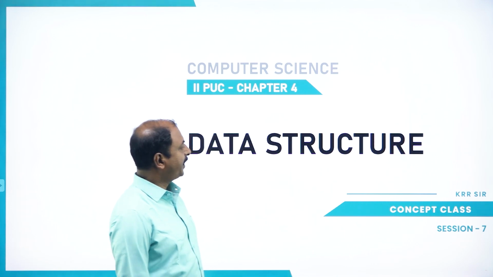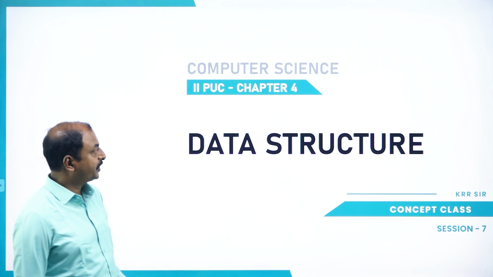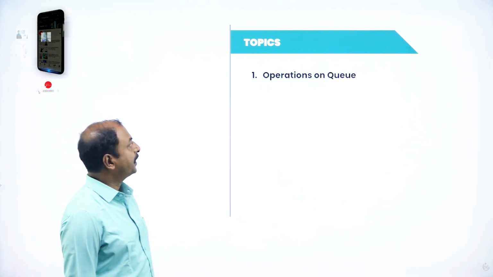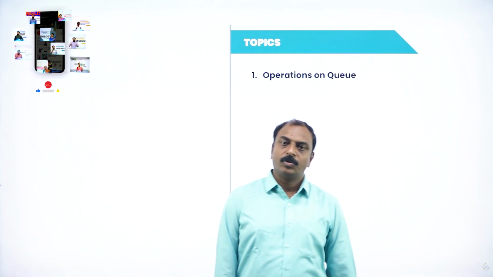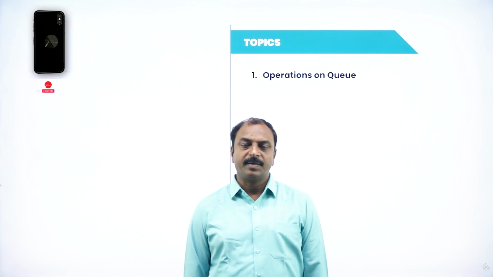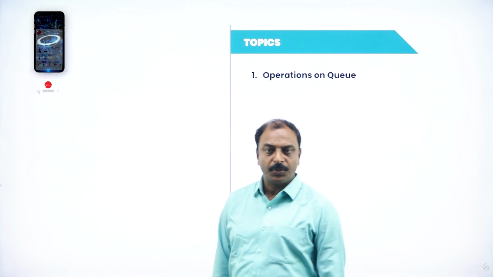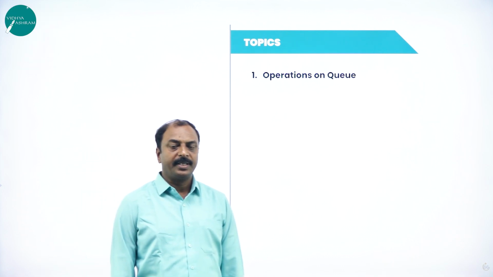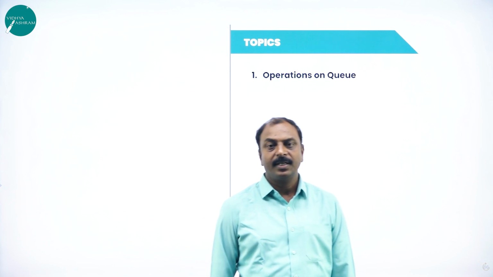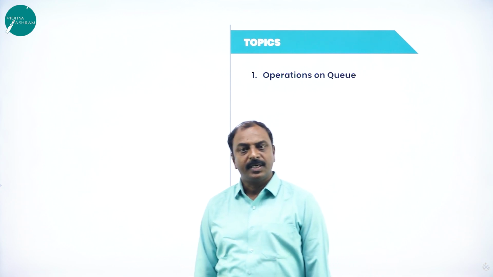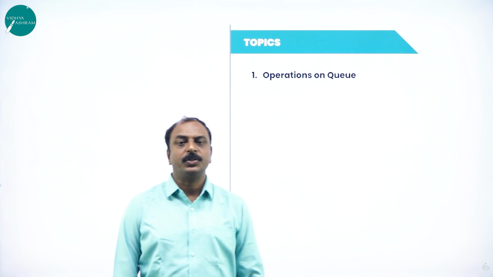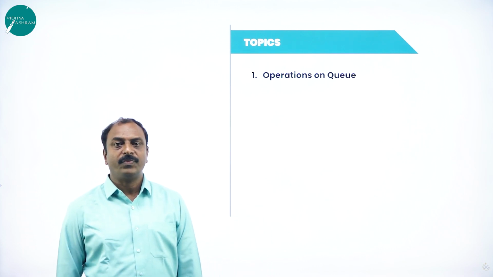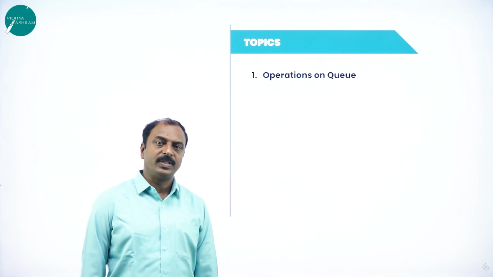Students, today let us start our discussion with the topic operations on queue. In our previous session, we discussed the definition of queue and different types of queue. So what is a queue? Queue is a data structure where insertion and deletion take place at 2 different points, and it follows the principle of FIFO, that is first in, first out.